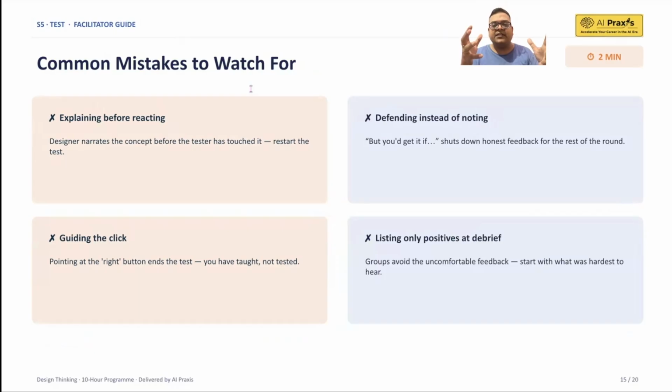Even experienced designers make mistakes during user testing. The most common mistake is explaining the prototype before the user has a chance to explore it. The moment you explain, you have influenced the outcome. The second mistake is defending the design. If a user says they're confused, don't justify the interface, record the feedback. Remember, confusion is data. The third mistake is guiding the user. Pointing to the correct button or suggesting the next step turns a usability test into a training session.